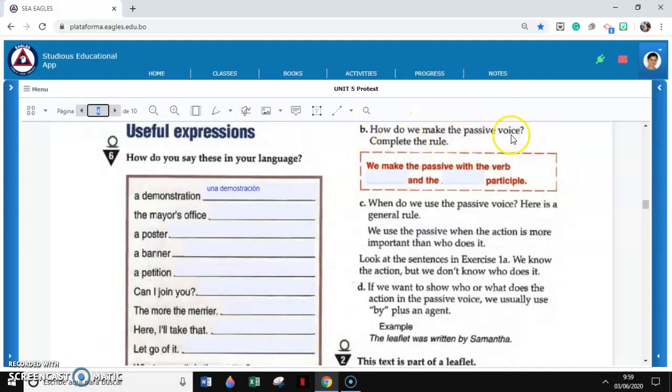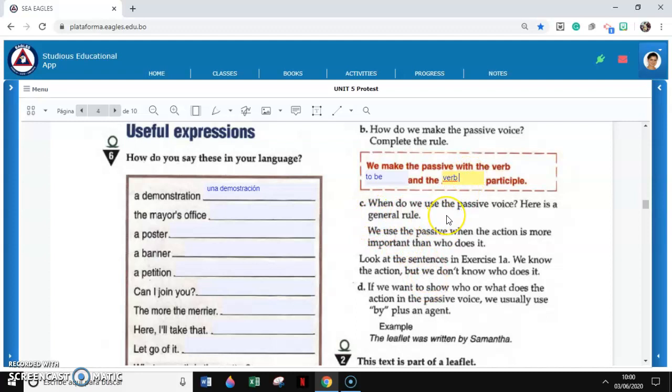Let's move on here to exercise B. How do we make the passive voice? Complete the rule. As you might see in the video, we make the passive with the verb to be, right? Is, are, was, and were. Is, are in the present simple tense, and was and were for the past simple tense. And the verb in the past participle form, right?